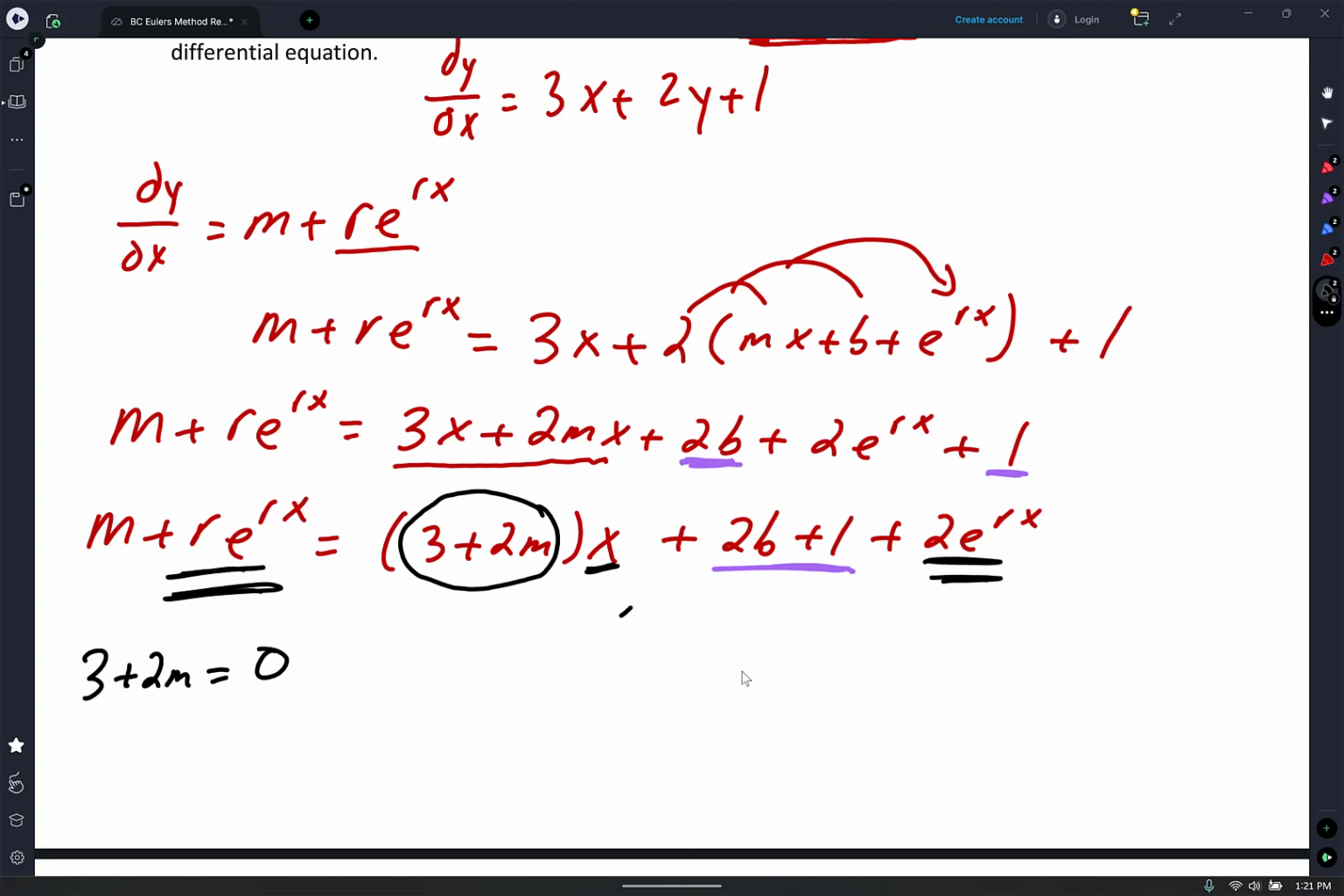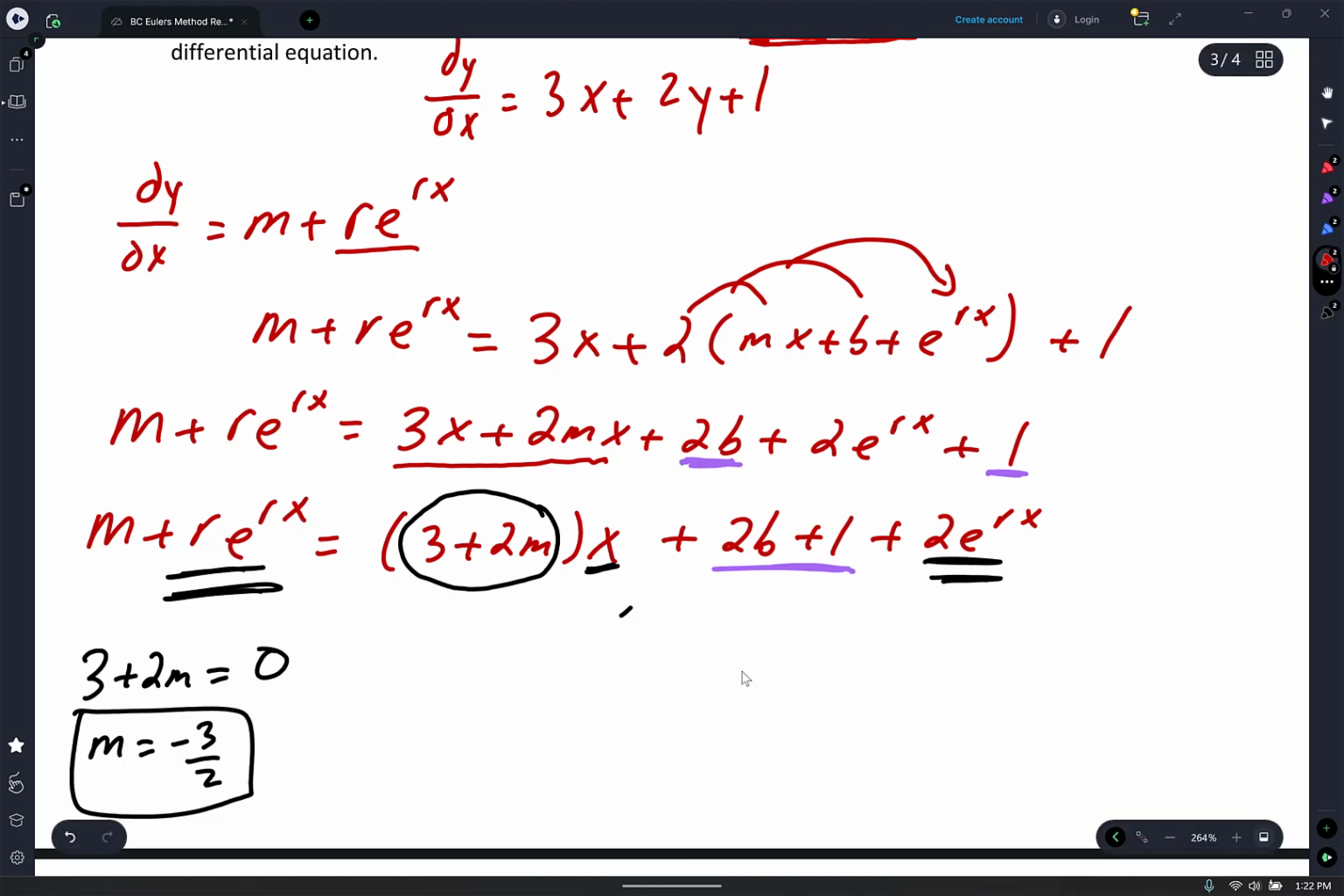So let's see. From there, move the 3, divide by 2. m equals negative 3 halves. So there we go. We got an m. Is that what you got? Perfect. Maybe you did it differently and we still got the same answer.